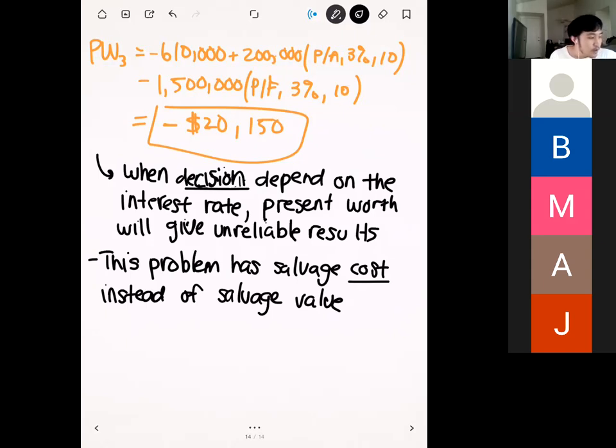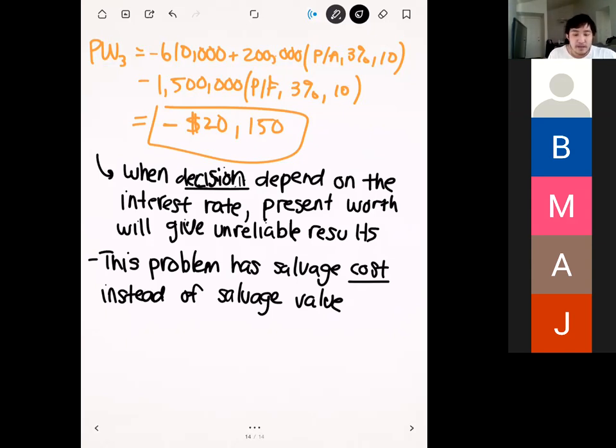And so, if present worth gives you unreliable results sometimes, the question is, why would you use it? People really like present worth analysis because it gives a very tangible thing to grasp. The way present worth works is that it gives you all the cash flows summed up into just one number that you can look at right now.